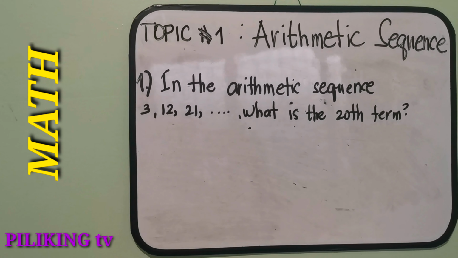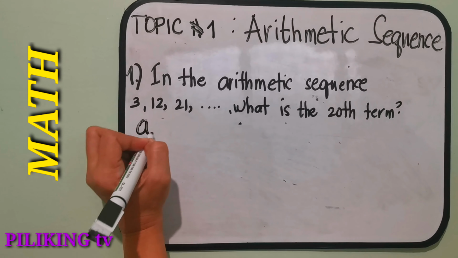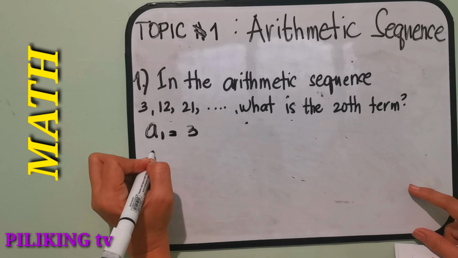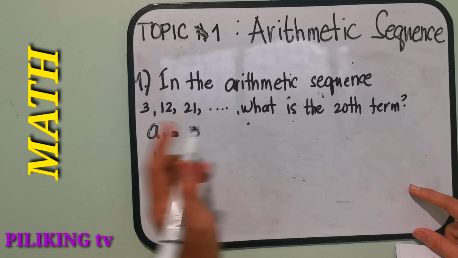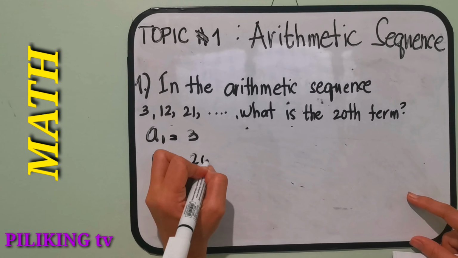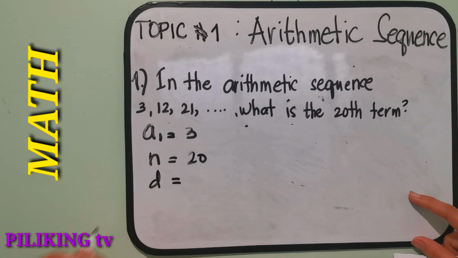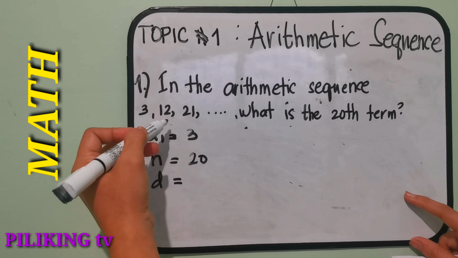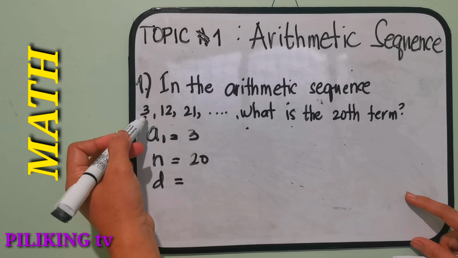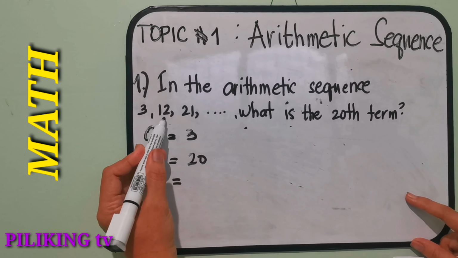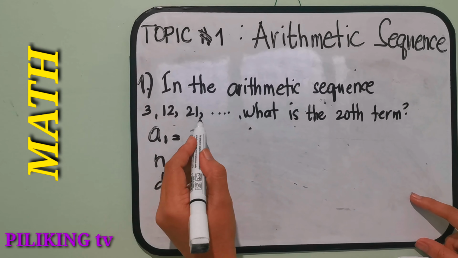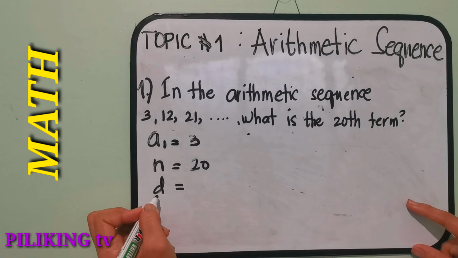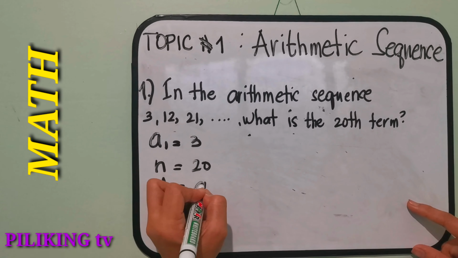Okay, so let us identify first A sub 1, or our first term. So that is 3. And the number of terms, since we are looking for the 20th term, we have 20 terms. And how about the common difference? So again, how do you get the common difference? Look at the first term and the next term, which is 12. What number are you going to add to 3 to get 12? That is 9. And how about 21? What will you add to 12? You have to add 9 also. Therefore, the common difference is 9.